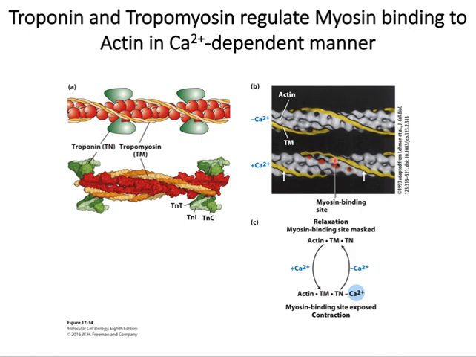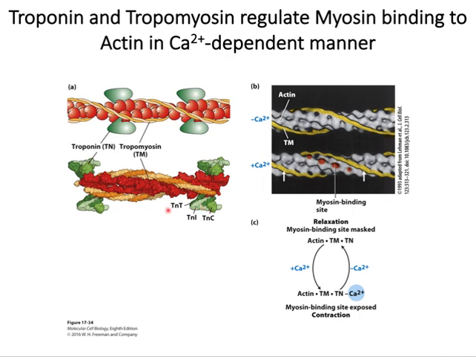Now, this tropomyosin is regulated by a second protein, troponin, which is a calcium binding protein. Troponin has 3 peptide chains. Of these 3 peptide chains, TnC binds to the calcium and controls TnI and TnT, which bind and control the movement of tropomyosin.